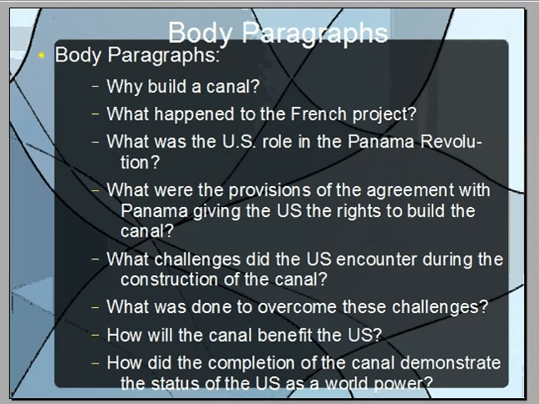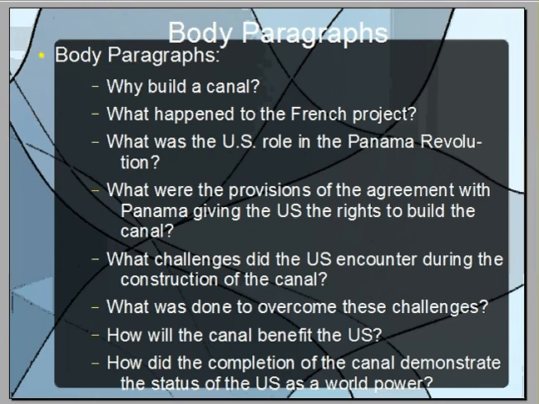What challenges did the U.S. encounter during the construction? What was done to overcome these challenges? How does the canal benefit the U.S.? And how did the completion of the canal demonstrate the status of the U.S. as a world power? Remember, you should be writing this article as a period piece, so you're a reporter in the 1900s who's writing about the completion of the canal. So keep that in mind.